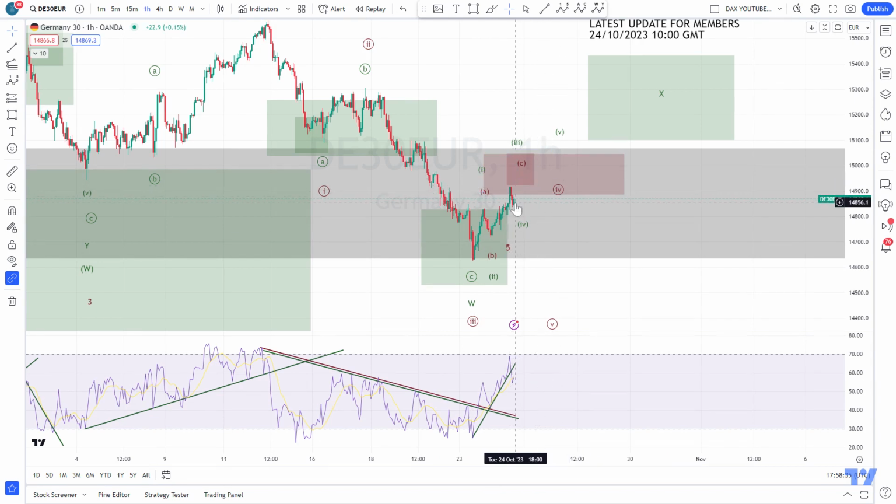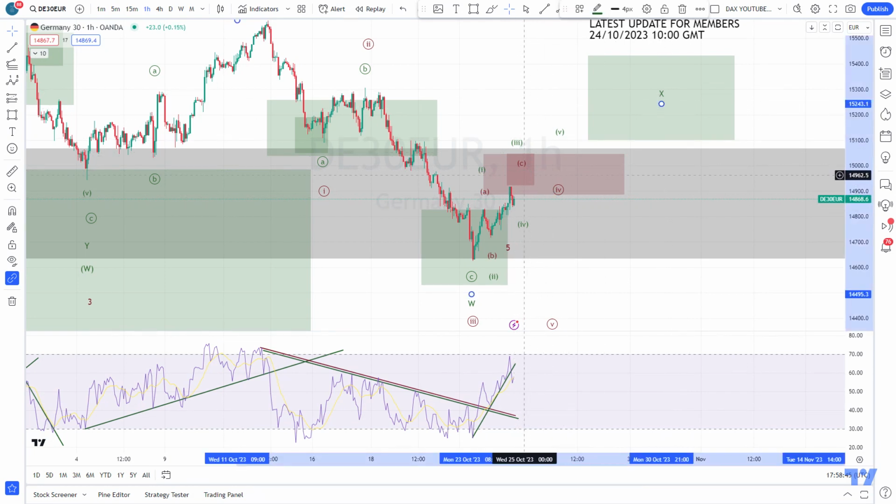However, if we get a 5th wave here, then I would really start to favor the wave X scenario, because then it gets unlikely that this here is a wave 4. Then we could have a wave X as an A, B, C structure, something like this. So in the next hours we can actually learn something here from the DAX, what exactly will happen.